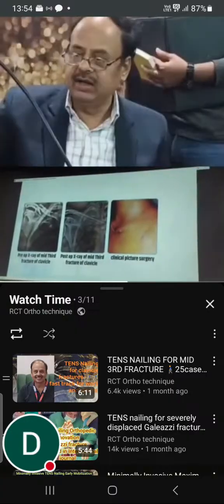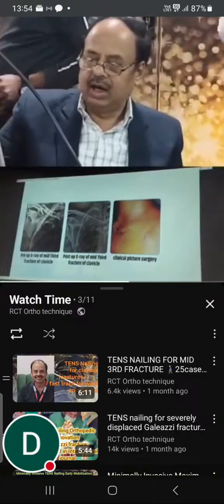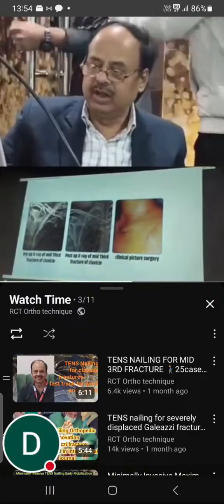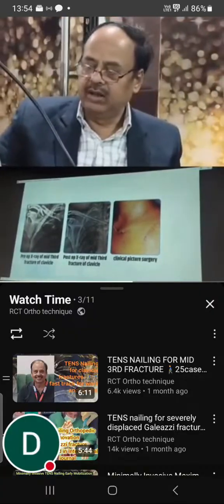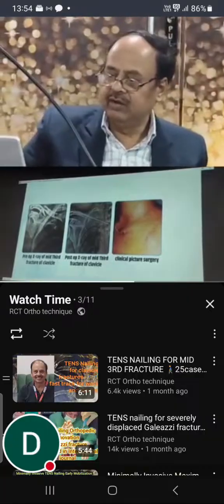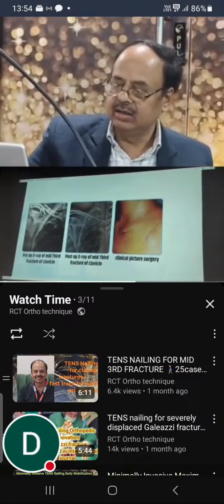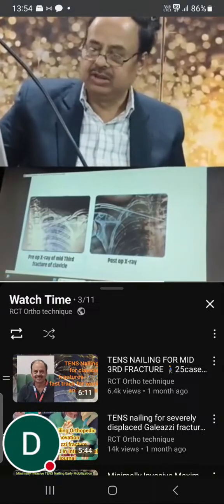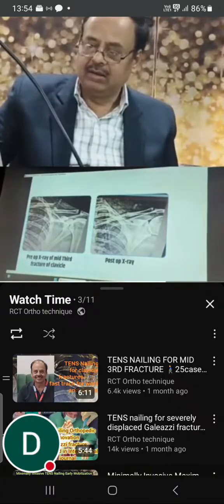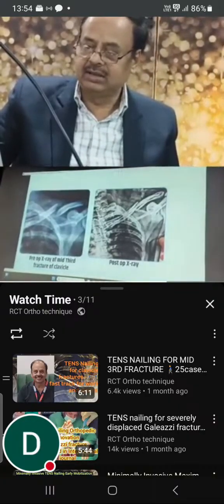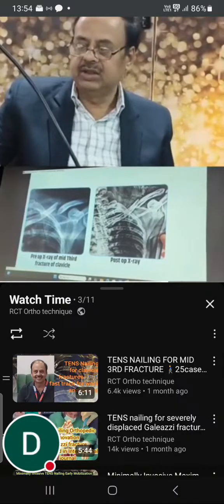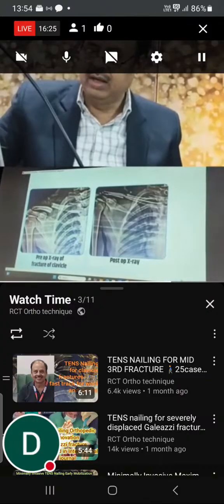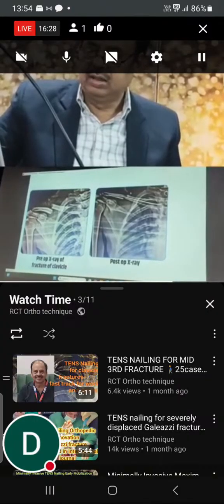These are a few cases, the radiological as well as the clinical picture. As you can see, this is a 15B1 fracture treated by titanium elastic nail, the post-operative case, and the beautiful surgery has been done. You can see the one-stitch surgery, no instrument was used, a mid-third fracture treated by titanium elastic nailing. Yet another case, a 15B1 fracture treated by titanium elastic nailing. Yet another case of a 15B2 fracture treated by titanium elastic nailing. And this is again a 15B2 fracture treated by titanium elastic nailing.